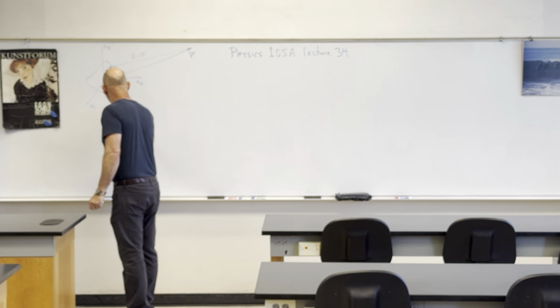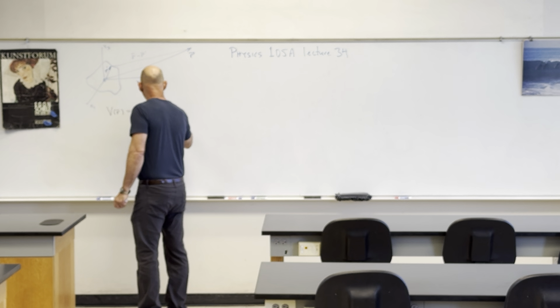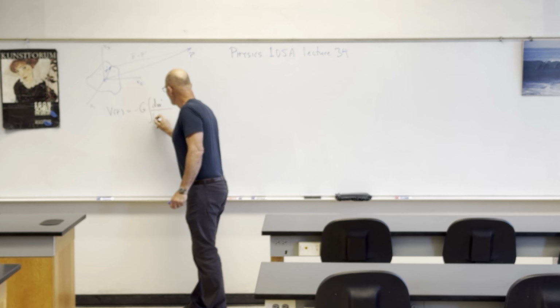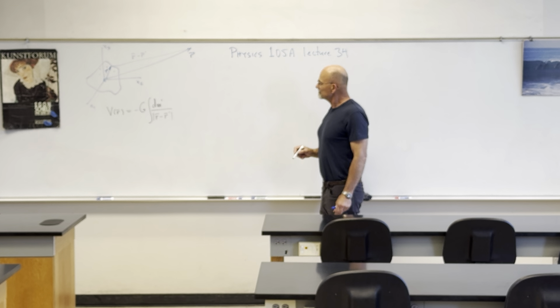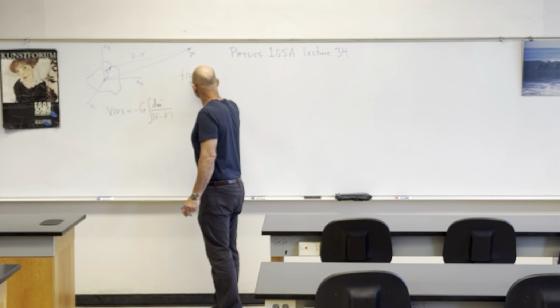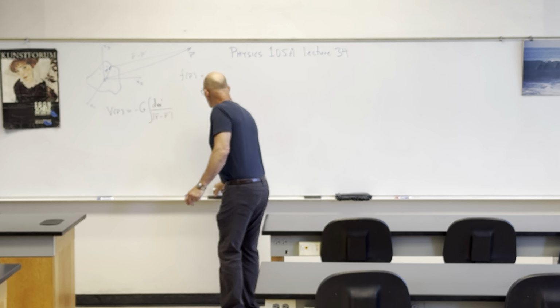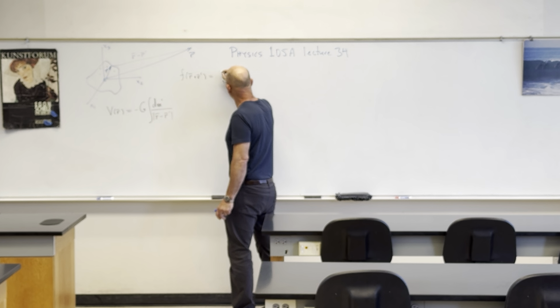Our potential is minus G integral dm prime. So it's just all the point masses at R prime over this distance here. So that's what we had to do. And what we did was then a Taylor expansion. We did a Taylor expansion of this form here.